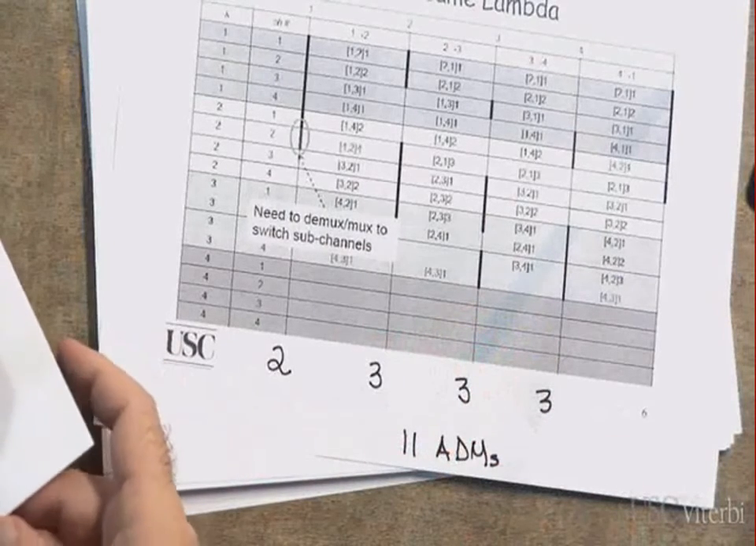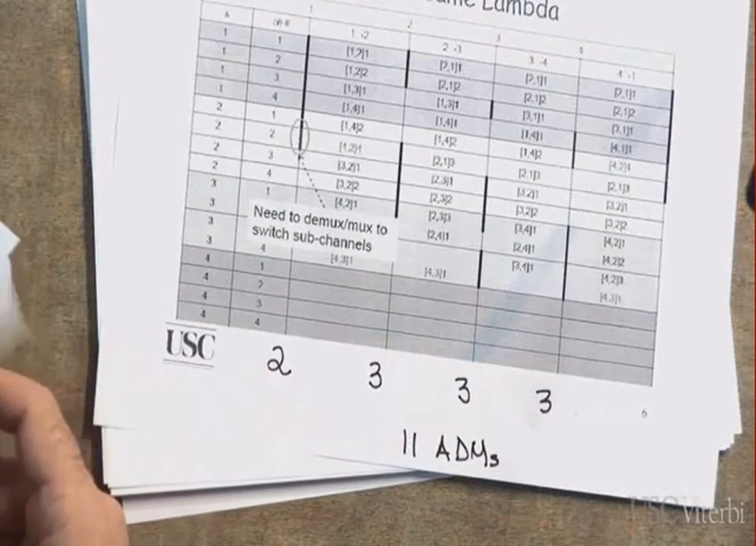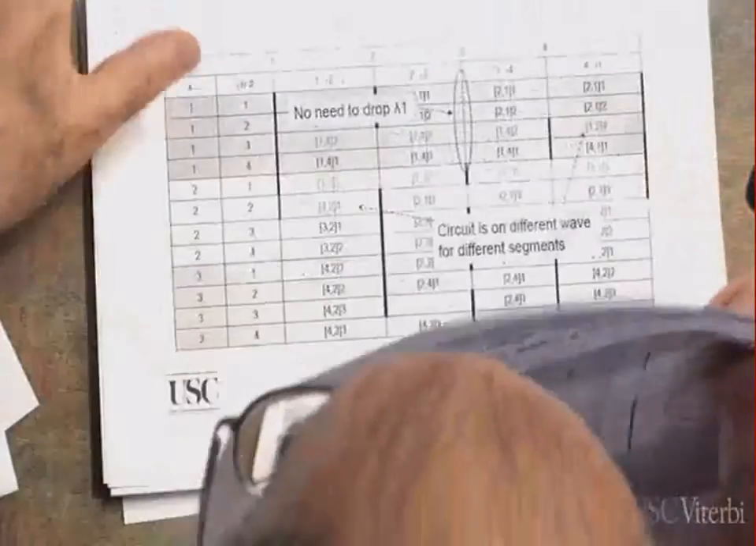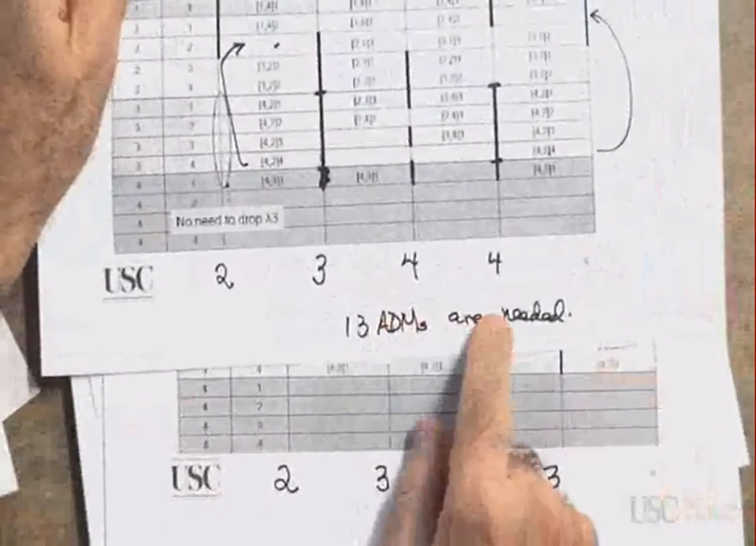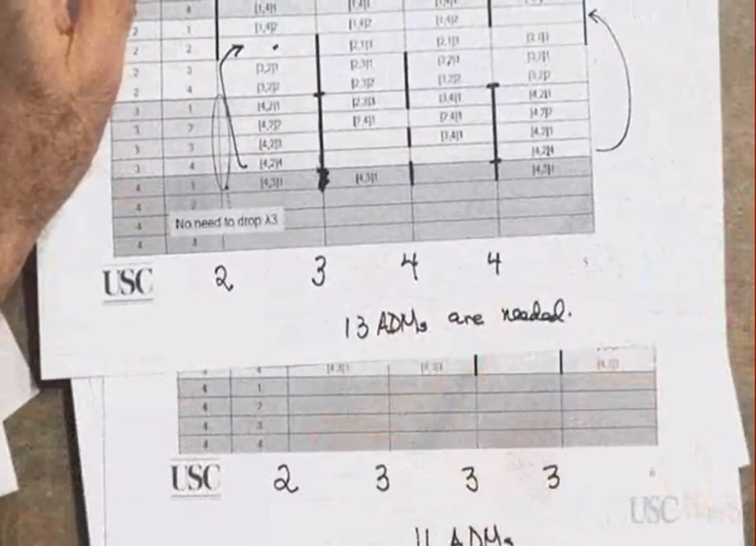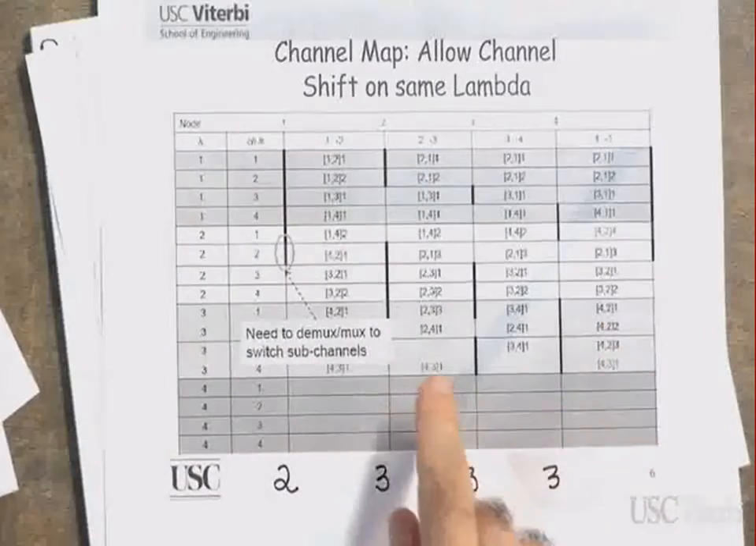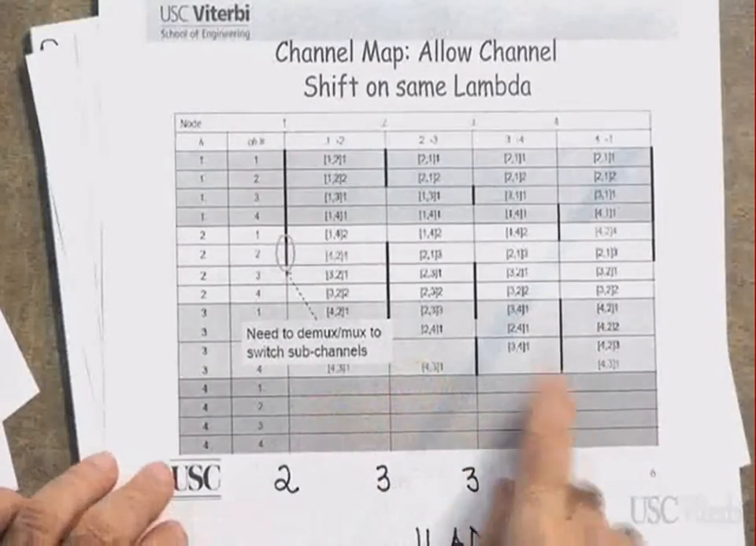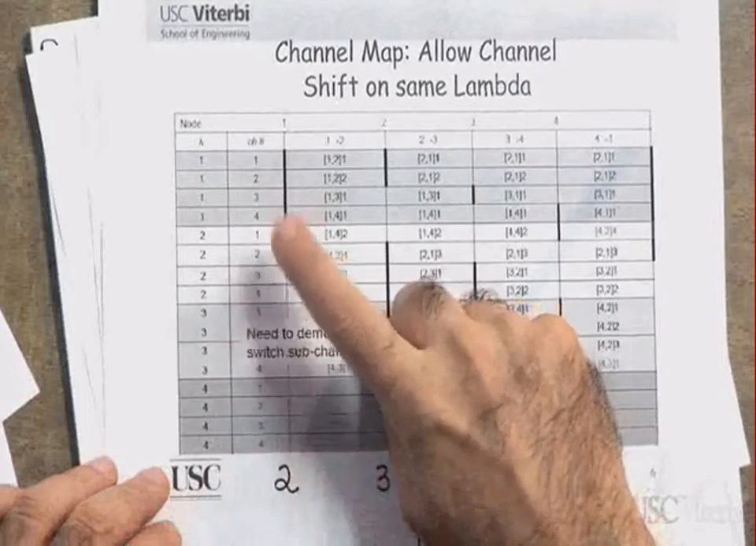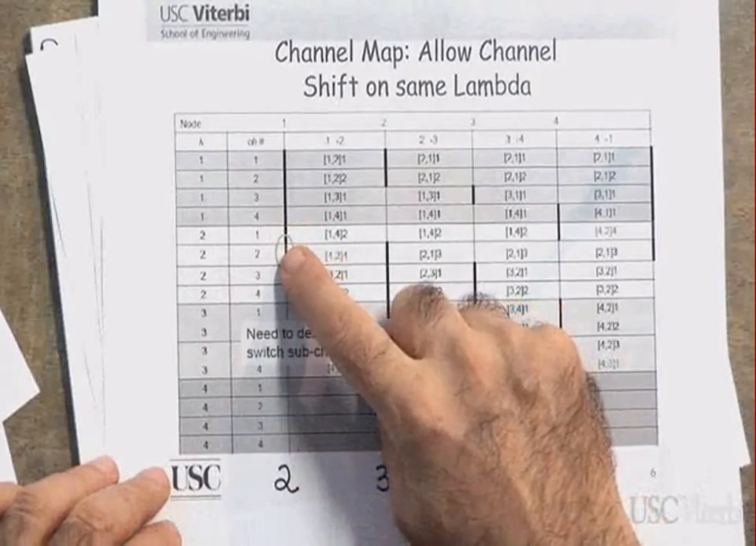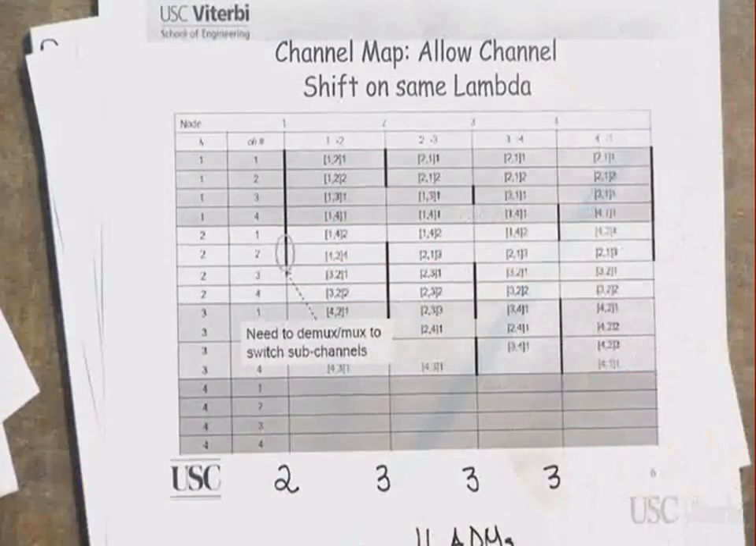One second. I lost the chart. Where is it? Here. It's 13. Did you get this or not? Yes or no? I eliminated this, but I needed to demultiplex the channels here. Do you understand or not? Why? Because I'm switching channels.